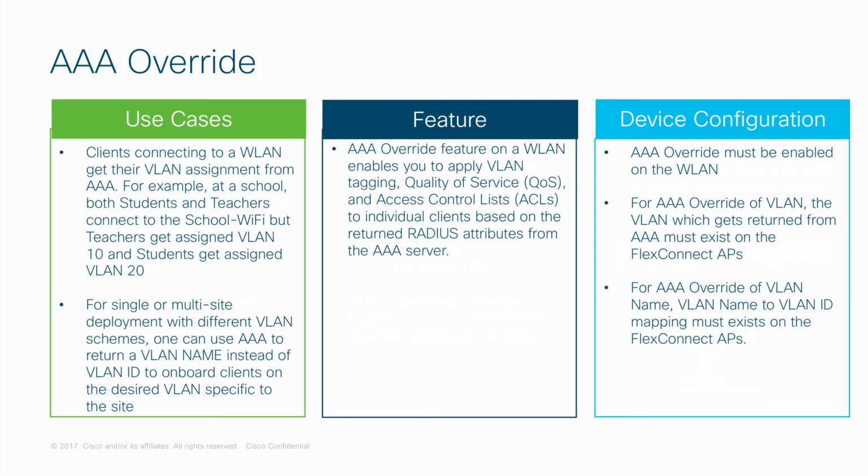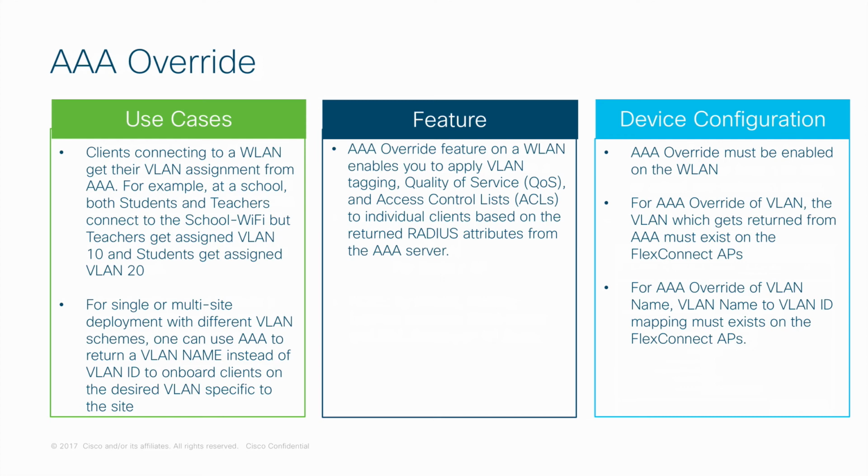So when teachers in School A connect to the SSID, instead of returning the VLAN ID from AAA, this time we are going to return the VLAN name, and let's say the VLAN name is also teachers. So when the VLAN name teachers gets returned from the AAA server, on the device itself there's a mapping of teachers to a VLAN ID, and let's say it's 10. So on site A, teachers get placed into VLAN 10. Now when we go to site B, there the teachers could be mapped to VLAN 20.